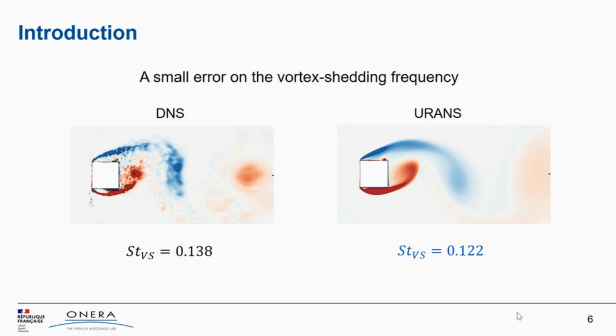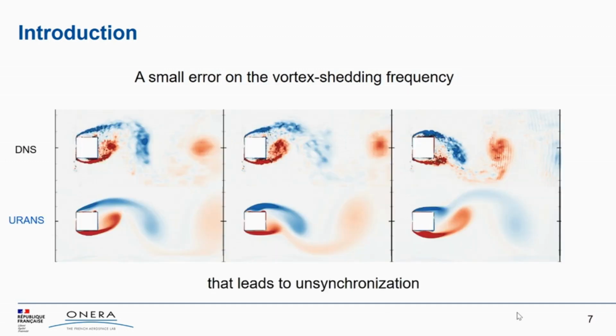Still, on the vortex shedding phenomenon, if you compare the frequency in both cases, you see that the frequency obtained with the URANS is a bit smaller than the frequency for the DNS. You may argue that this frequency discrepancy is tiny, but in fact, if you observe what happens in time, you see that it leads to a desynchronization of the URANS simulation with the DNS.